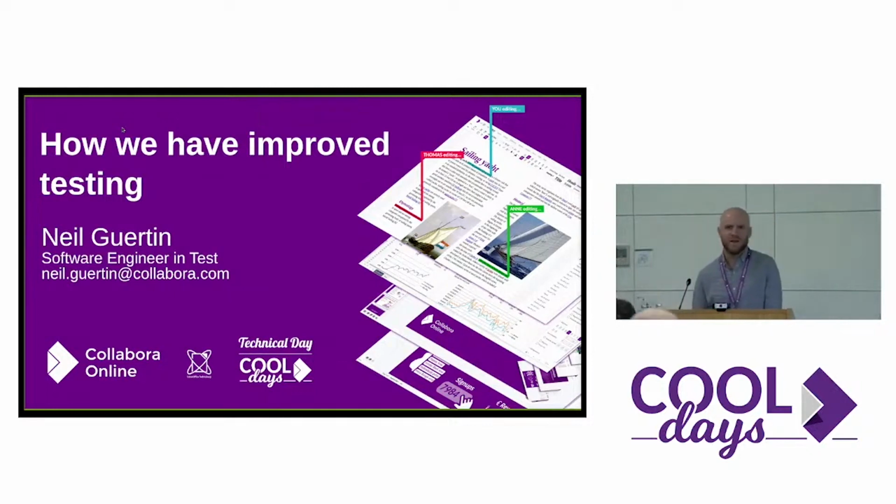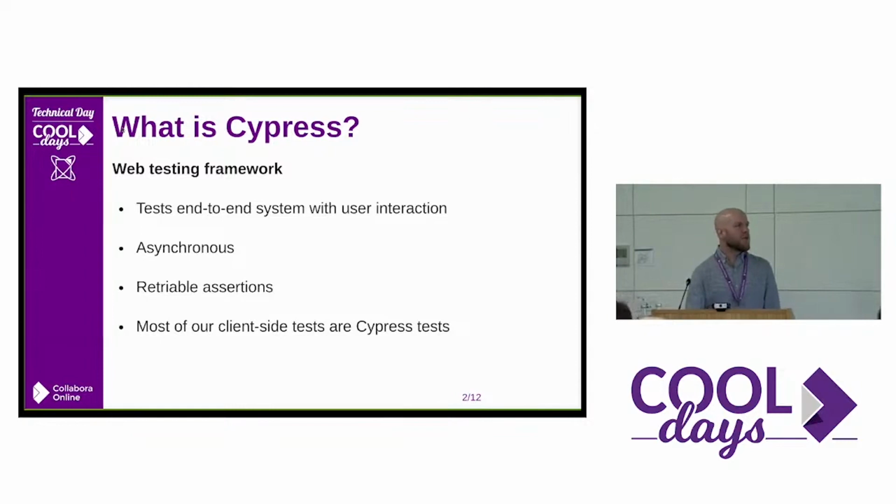I've been working on the automated tests here at Collabora Productivity. I'm going to be talking mostly about our Cypress tests today. Cypress is a web testing framework. It tests the whole system from end to end. It will simulate user interaction, button clicks, typing, that sort of stuff.